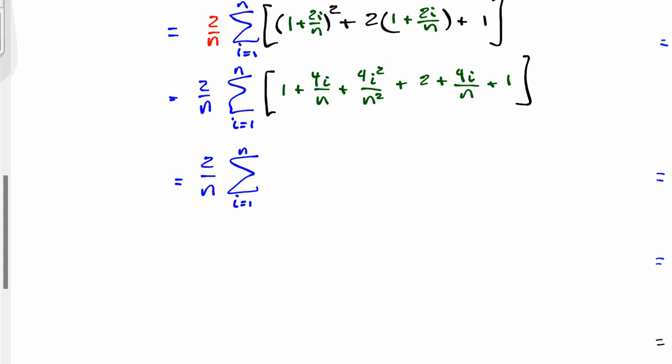Now I'm going to collect like terms. So I have 4i squared over n squared plus 4i over n and 4i over n, 8i over n, 1 plus 2 plus 1, 4.